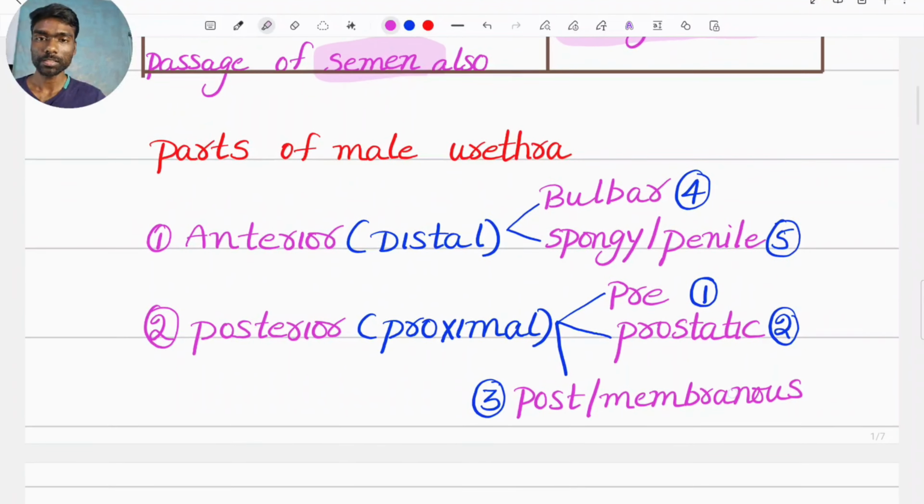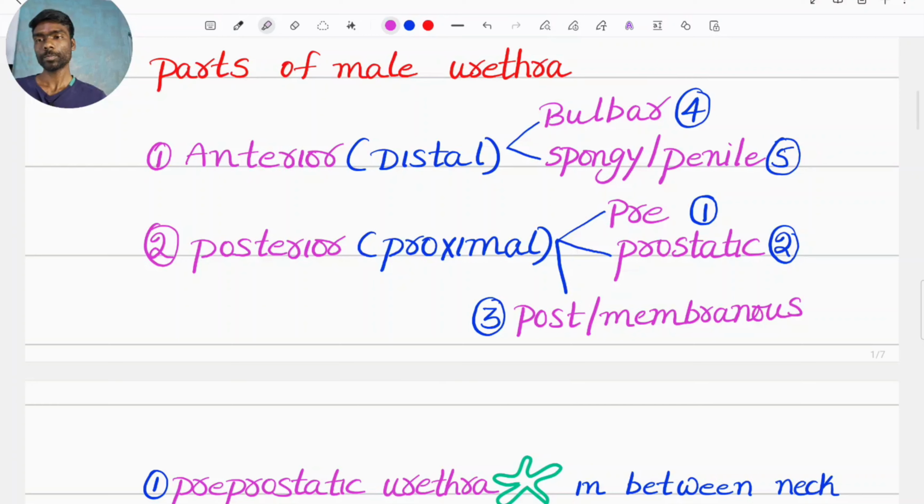Coming to parts of male urethra. Only male urethra has named segments like this. Female urethra doesn't have any named segments. Male urethra is divided mainly into two parts. One is anterior, the distal most part. Another one is posterior. P for posterior, P for proximal most part, which is nearer to the urinary bladder. From proximal to distal, according to the segment which it passes, it is named.